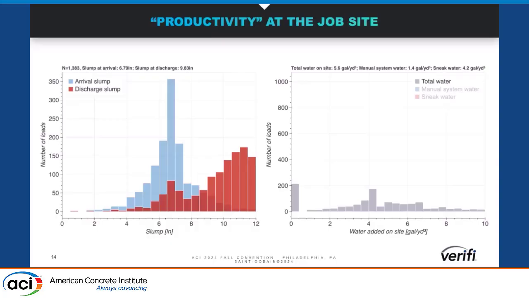We also, as I mentioned before, have the ability to automatically add water if you allow it, and then we have the sneak water. So we're going to take a look at both of those. This is the manual water that's being added at the site. So in general, they're not using that part of the system. It could be in the instructions to say you're not supposed to, but either way, they're not utilizing this very much. So that means the rest of this is essentially that sneak water that's going in there.